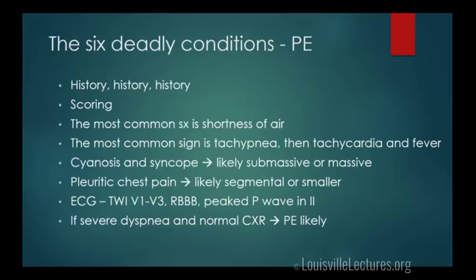I did not put down S1Q3T3, even though that tends to be the thing that is tested on, because that's only seen 15% of the time. Just look for any sign of right heart strain. Okay, and those are the different signs of right heart strain. If severe dyspnea, you get a normal chest X-ray, let PE rise to the top of your differential.